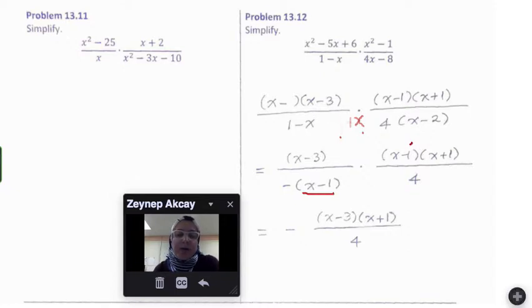So we now have x minus 1 common in the numerator and denominator here. So these cancel out, and we are left with a negative here. We can just put it in front, or you can leave it in the denominator, or multiply it with 4. But a negative denominator, so division by a negative number, will make the whole expression negative. That's why it's better we put the negative in front. And we just multiply the remaining terms. So we have x minus 3 and x plus 1 in the numerator and 4 in the denominator.